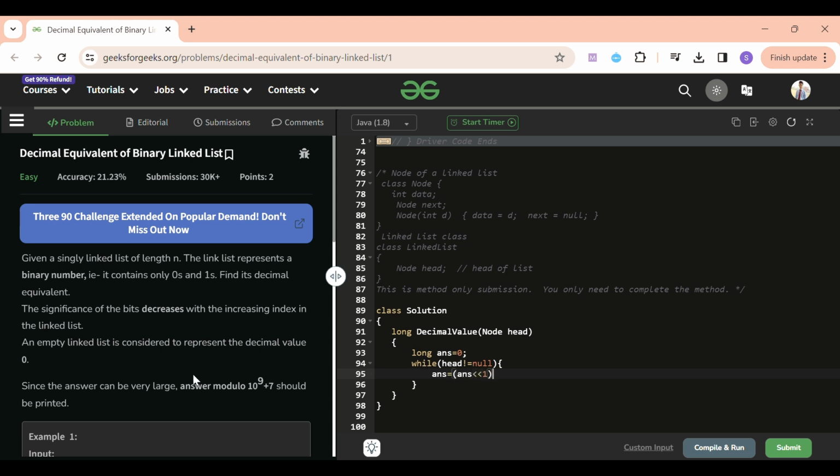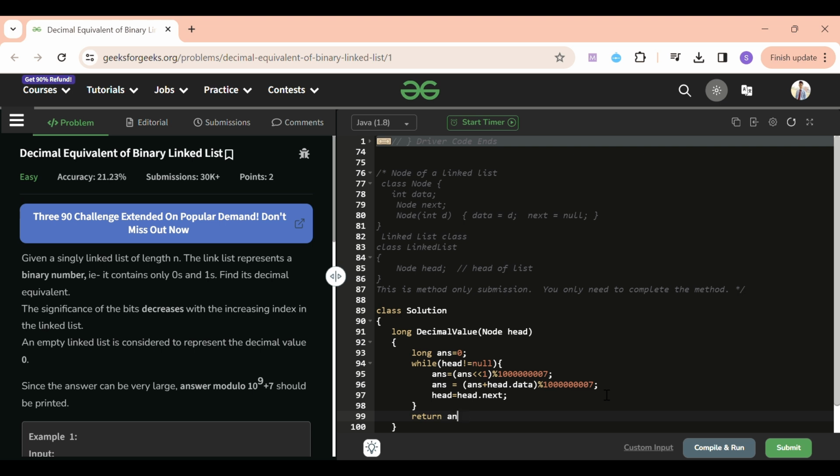And we have to take the answer modulo 10 raised to the power 9 plus 7. So at every step I will take the modulus with 10 raised to the 9 plus 7, so that it doesn't overflow at any point of time. After that, very simple: answer equal to answer plus head dot data, and again I will do the modulus, because I don't want it to go out of bounds. And after that simply update the head. All right, let's return the answer here.